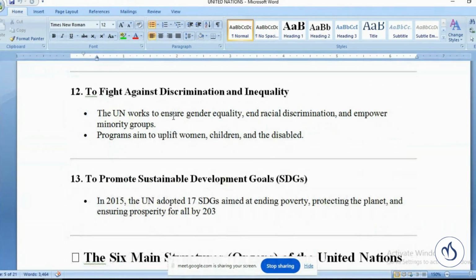Another one, it fights against discrimination and inequality. Discrimination is normally seen in tribes, religion and gender. That's where discrimination is highly seen. But the UN works to ensure gender equality, end racial discrimination, and empower minority groups. What you should learn is that all people in this world have the same feelings, and we must be treated equally.